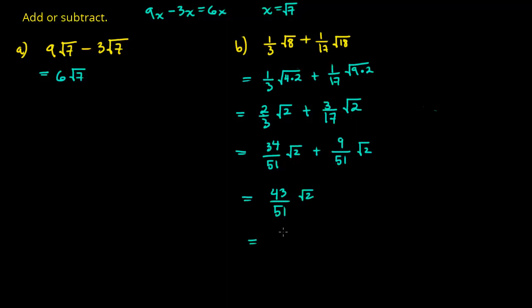Or I could also write this as 43 root 2 over 51. And this looks a little bit nicer. So that concludes this part of the lesson, and I'll see you in the next video.